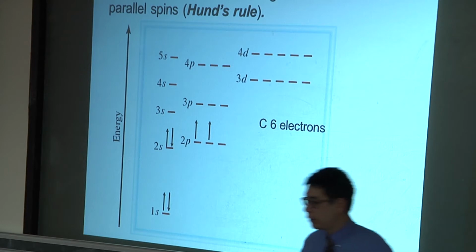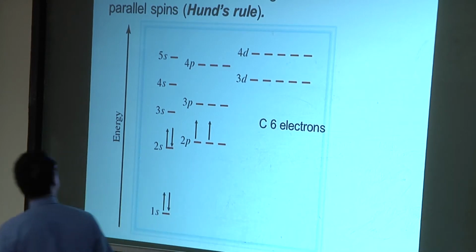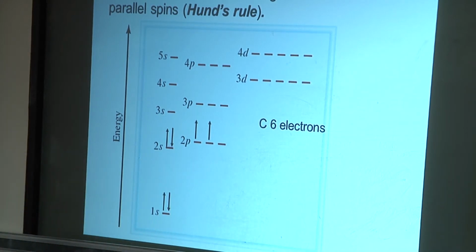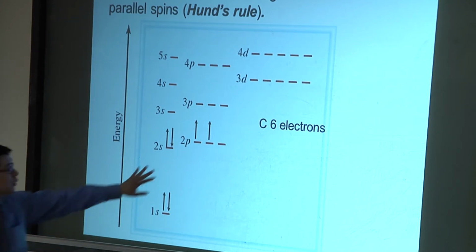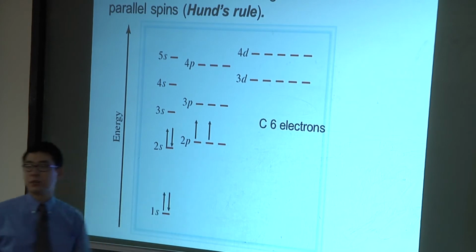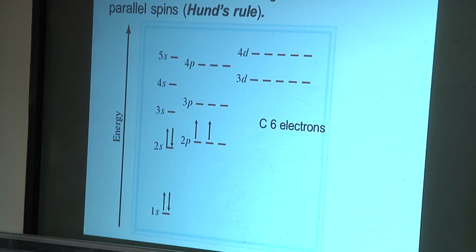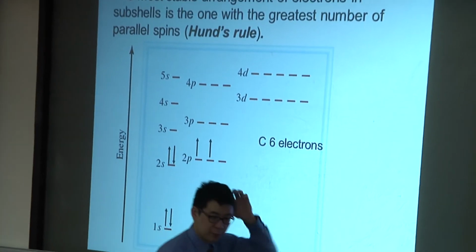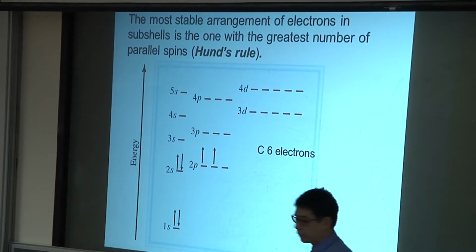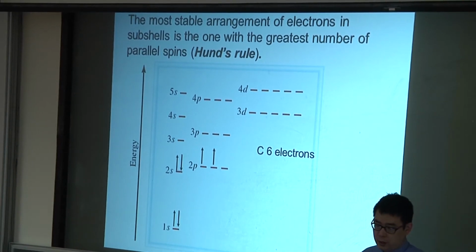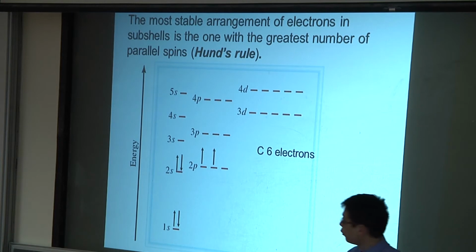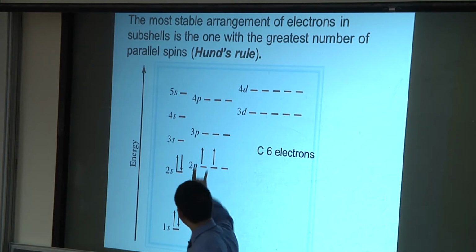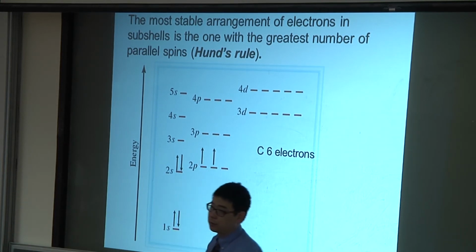And so there's another principle or rule here called Hund's rule. The most stable, or lowest energy, arrangement of electrons in subshells is the one with the greatest number of what we're calling parallel spins, or the greatest number of equivalent m sub s values. So this is m sub s plus 1/2 and plus 1/2. And so another way of saying that is they have parallel spins, right?